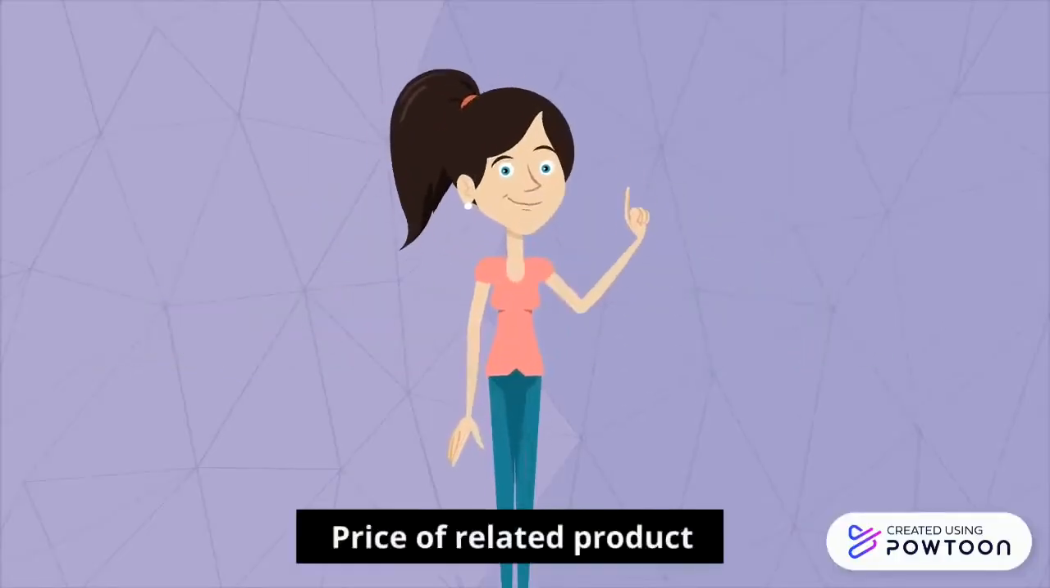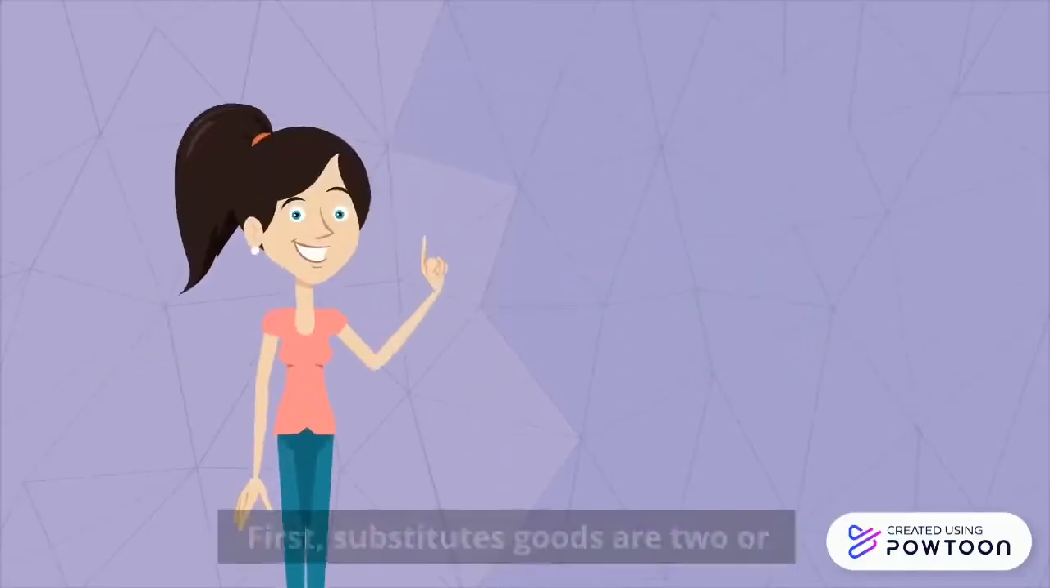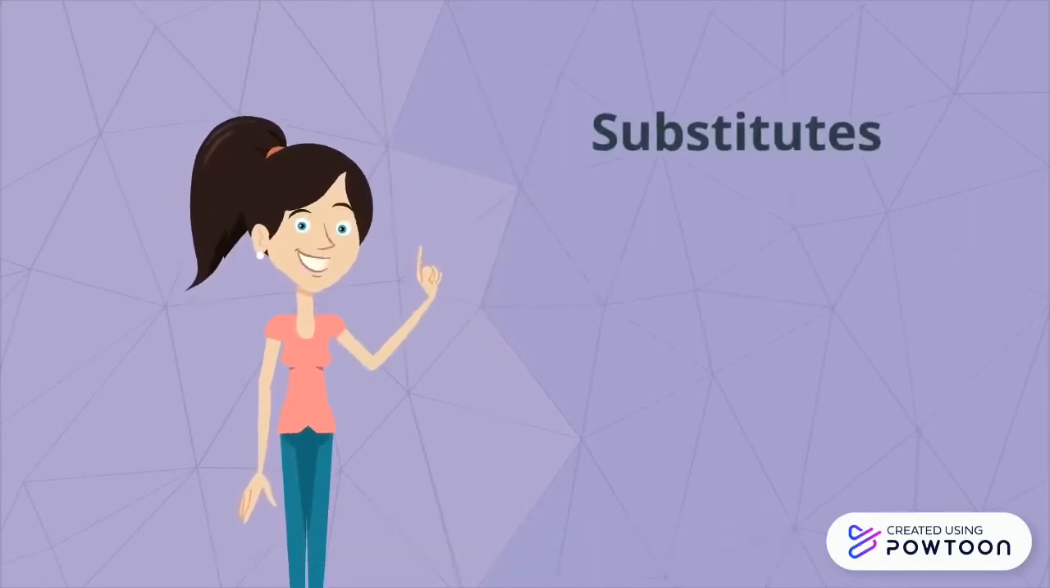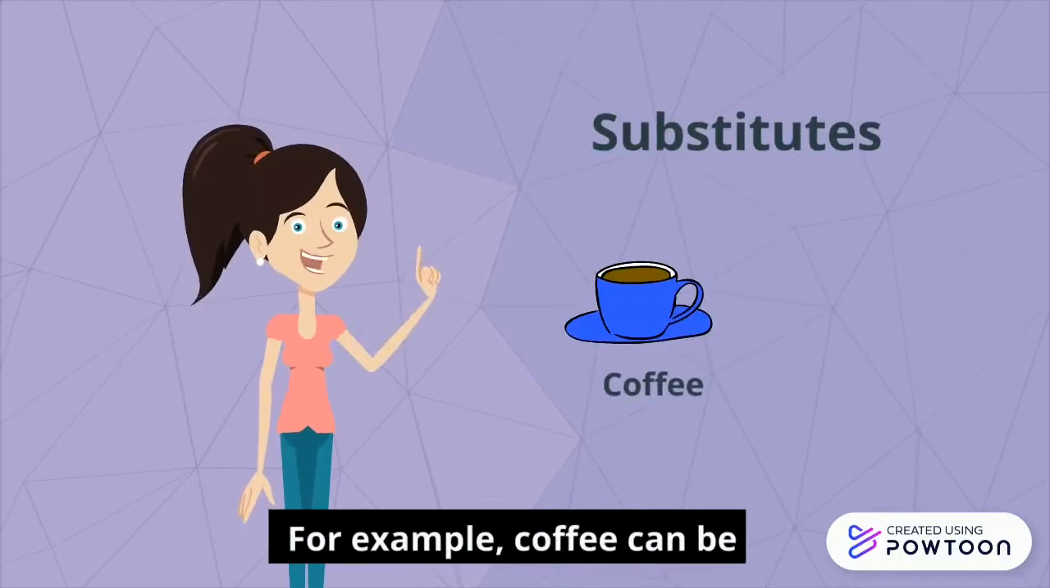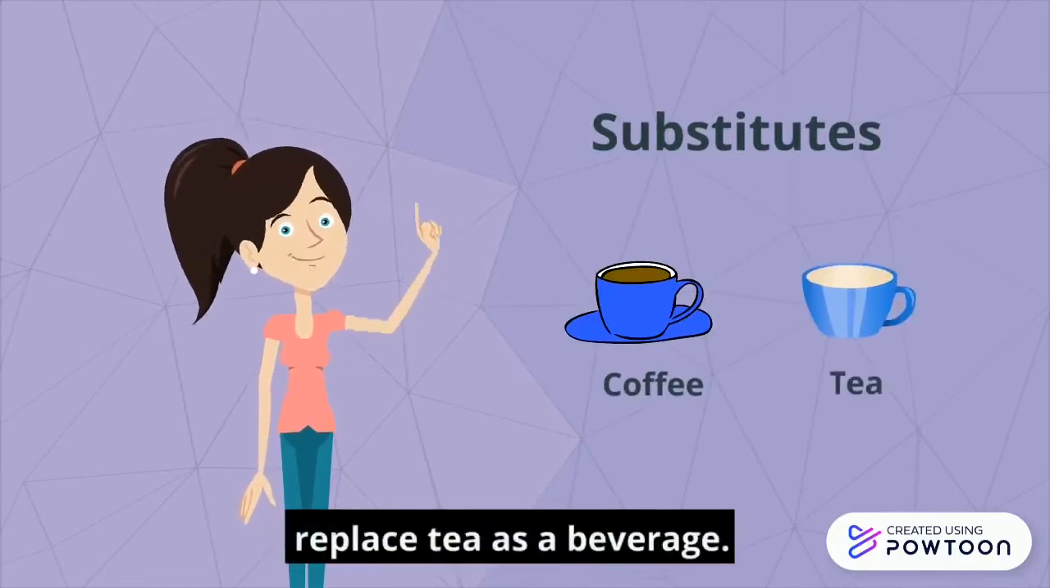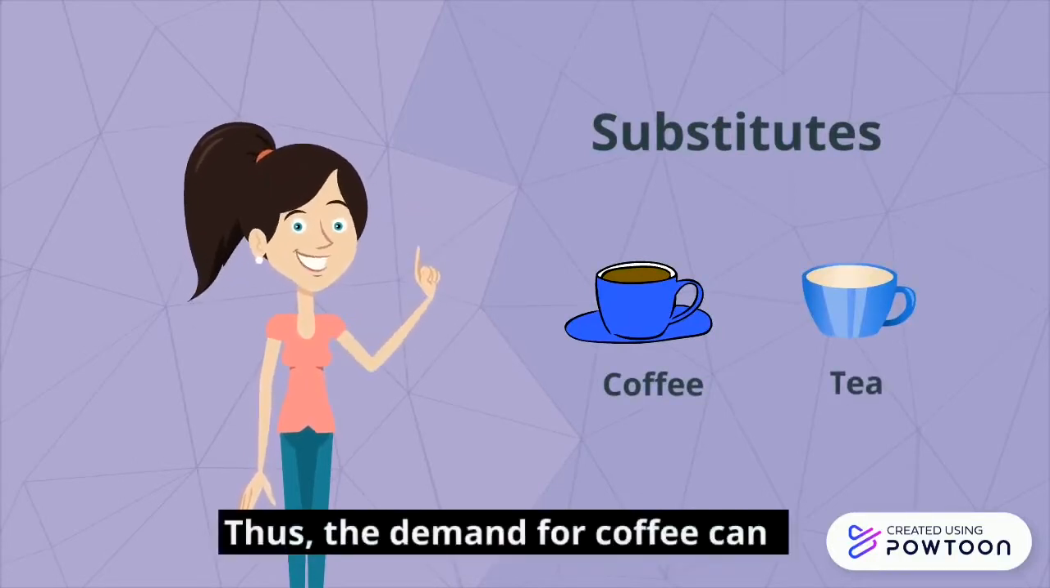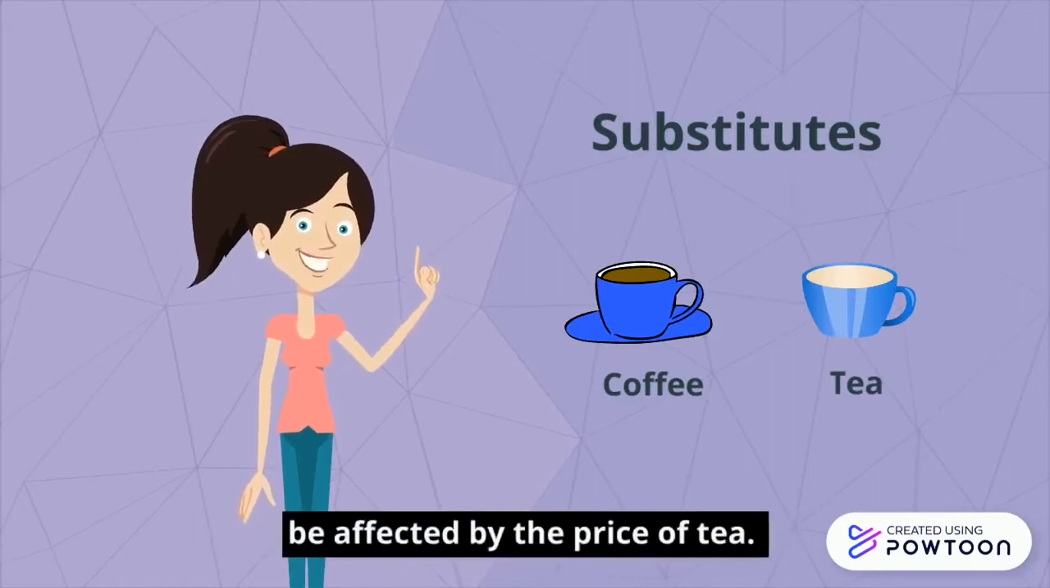Price of related products consists of two types. First, substitute goods are two or more goods that serve the same function. For example, coffee can be replaced by tea as a beverage. Thus, the demand for coffee can be affected by the price of tea.